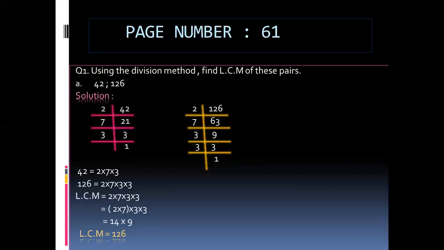So after finding the product of all these numbers, 2 multiplied by 7 multiplied by 3 multiplied by 3, the LCM is 126. This is the LCM of 42 and 126 by division method.